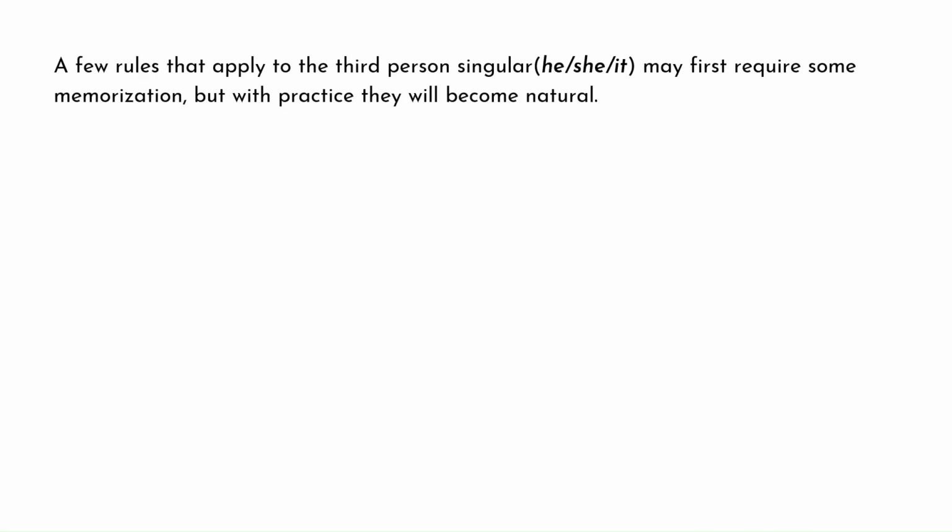The regular verb forms for the first, second, and third person are simple and frequently similar to the verb's infinitive form. A few rules that apply to the third person singular, he, she, it, may require some memorization, but with practice they will become natural.